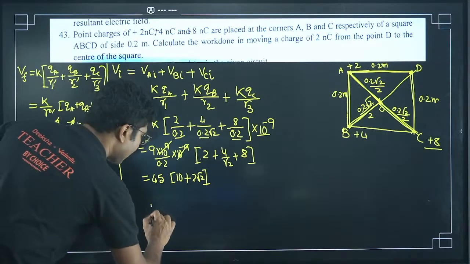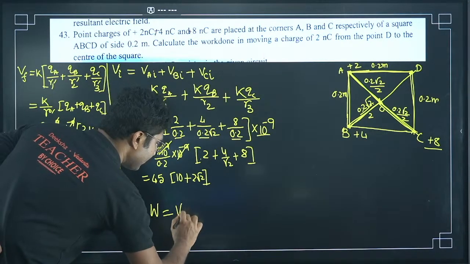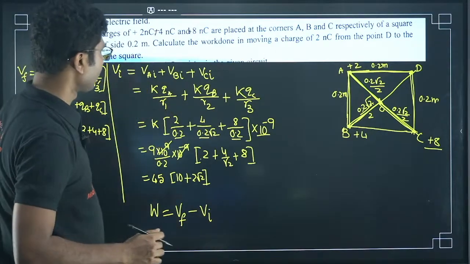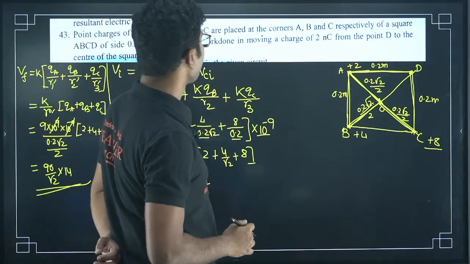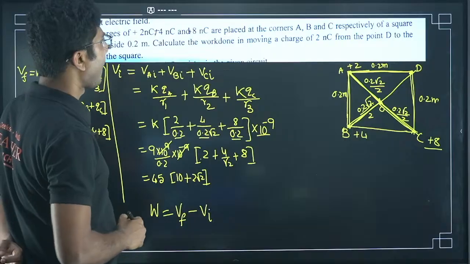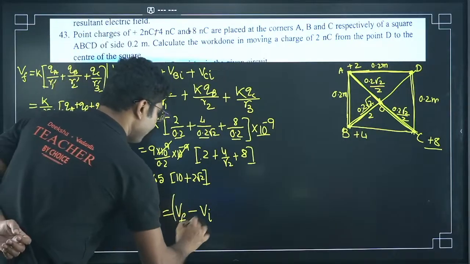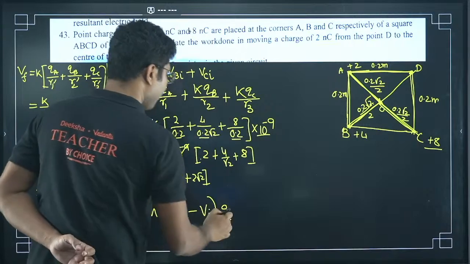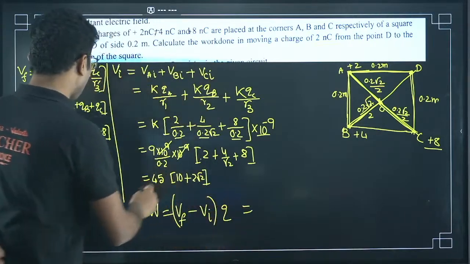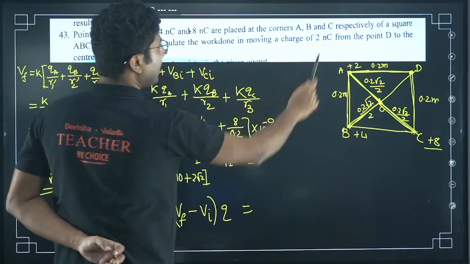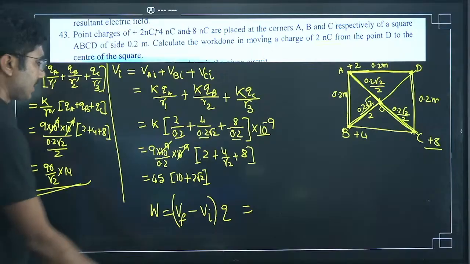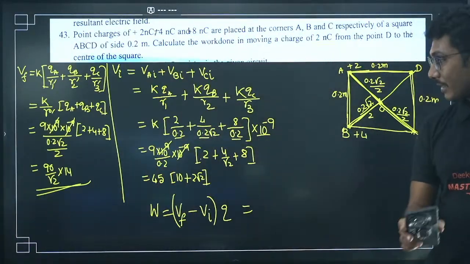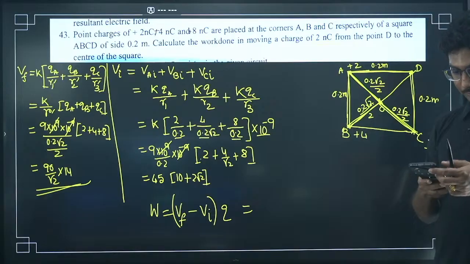So what is the work done? Work done is VF minus VI times the charge. Charge here is given as 2 nanocoulomb. So whatever value you get, you have to finally multiply with the 2 nanocoulomb charge. That's how you can calculate. Now let someone please calculate it and tell me the value, please.